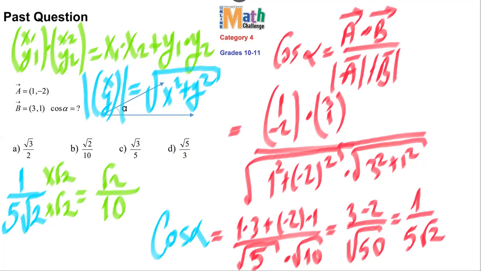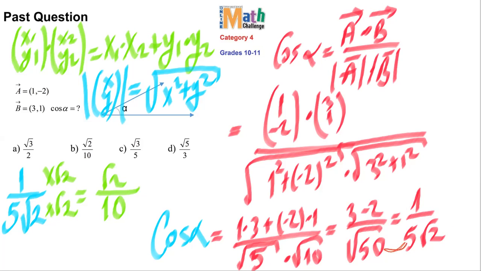Let's simplify this. So 1 times 3 is 3. -2 times 1 is -2. So 1 squared is 1, -2 squared is 4, 1 plus 4 is 5, 3 squared is 9, 1 squared is 1, 9 plus 1 is 10. So if we multiply these two square root numbers, we can multiply inside because their degrees are the same, both of them square roots. So 5 times 10 is 50, and 3 minus 2 will be 1. So right now we have this.